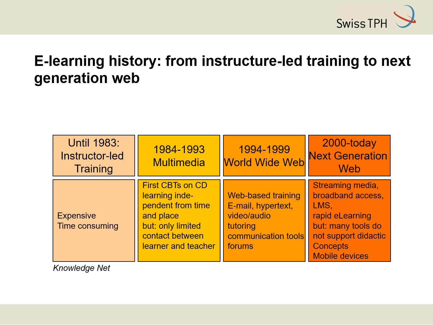In the year 2000, or starting in the year 2000 until today, we are talking about the next generation web. Streaming media was possible with higher broadband. Learning management systems were invented. Rapid e-learning tools allowed to produce small and very powerful e-learning modules.